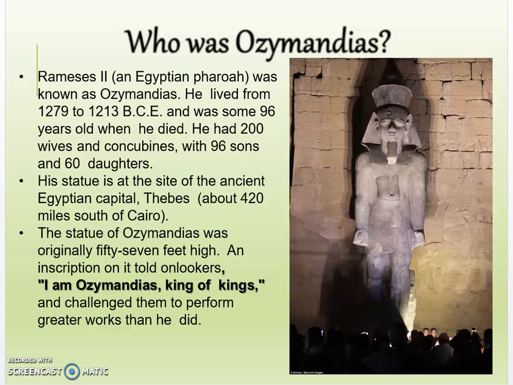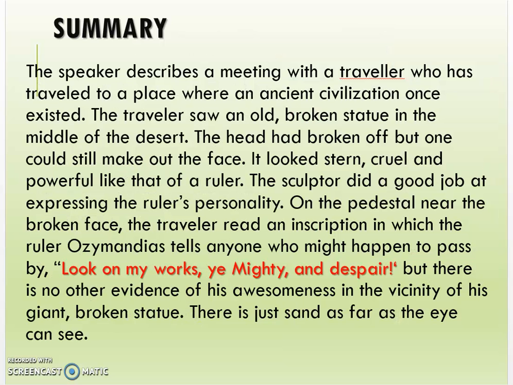And he is almost like challenging everybody out there: can somebody come and surpass me in my works? Now, as far as the summary is concerned, the speaker describes a meeting with a traveler who has traveled to a place where an ancient civilization once existed. So the poet or the narrator tells you that he met a traveler, and the traveler had recently come back from this ancient civilization. The traveler saw an old broken statue in the middle of the desert.